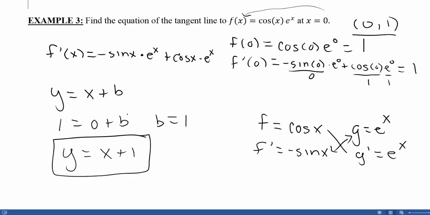So I was able to find the equation of the tangent line that touches the function cosine x e to the x at x equals 0. Again, the process is the same as we've done before for tangent lines, only now the derivative is a little more complex. For the next problem, we're going to be looking at both first and second derivatives. Let's give it a try.